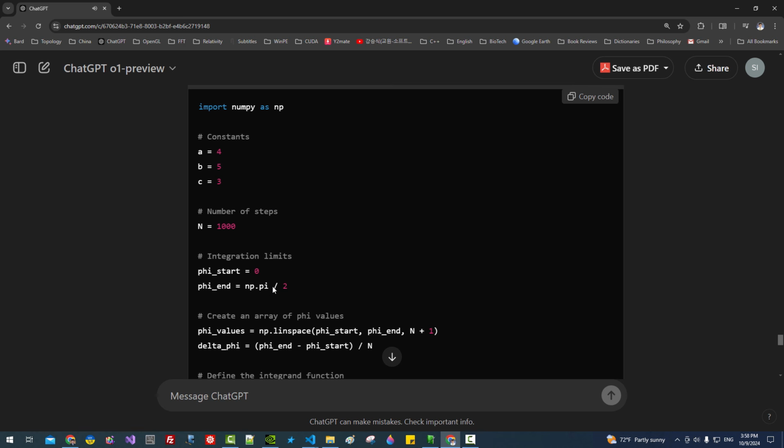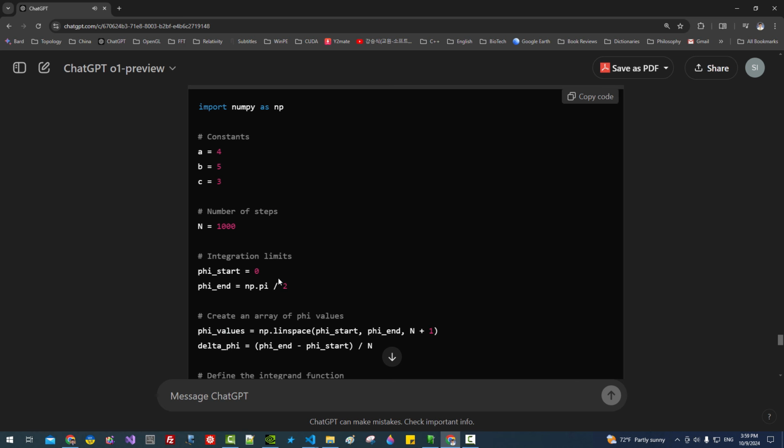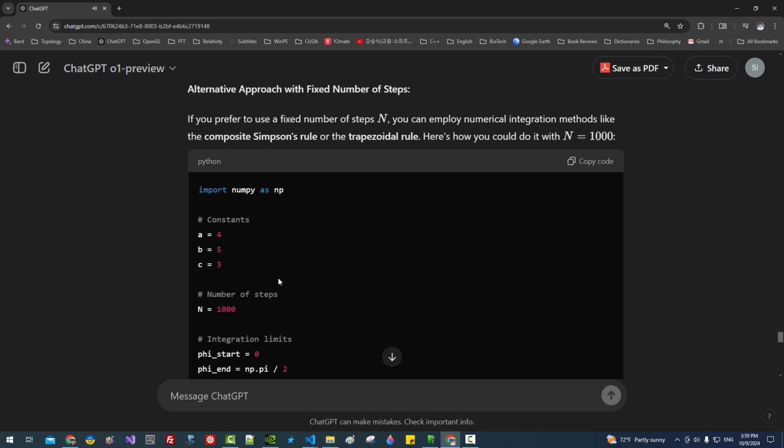Define the integrand function. Def integrand(phi): x prime equals a np.cos(phi) np.cos(4 phi) minus 4 np.sin(phi) np.sin(4 phi). y prime equals b np.sin(phi) np.cos(4 phi) plus 4 np.cos(phi) np.sin(4 phi). z prime equals 9 c np.sin(9 phi). Return np.sqrt(x prime squared plus y prime squared plus z prime squared). Evaluate the integrand at each phi value. Integrand values equals integrand(phi values).